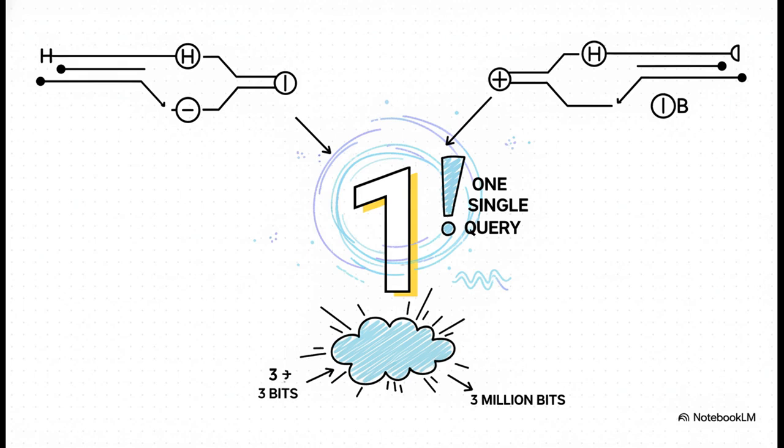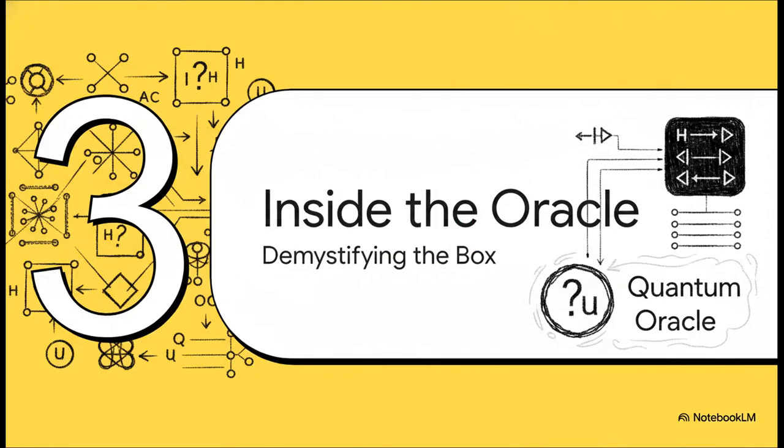And boom, this is exactly where quantum supremacy steps into the spotlight. Because the Deutsch-Jozsa algorithm solves this problem in exactly one single query, every single time. It literally does not matter if your input is 3 bits or 3 million bits, just one query. That's the quantum magic we need to unpack. Which brings us to part 3. Let's look inside the oracle.